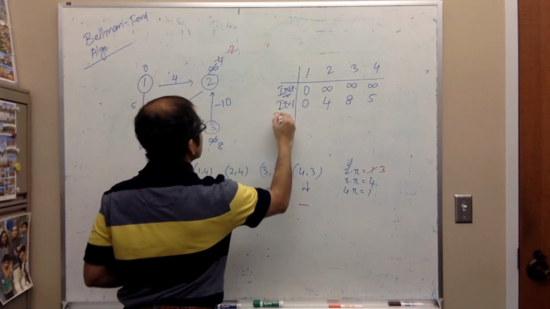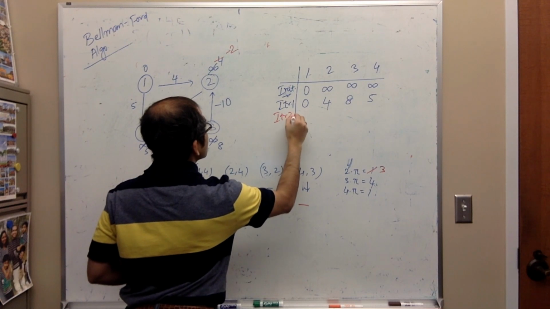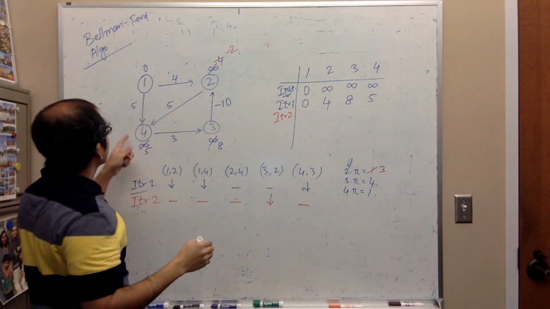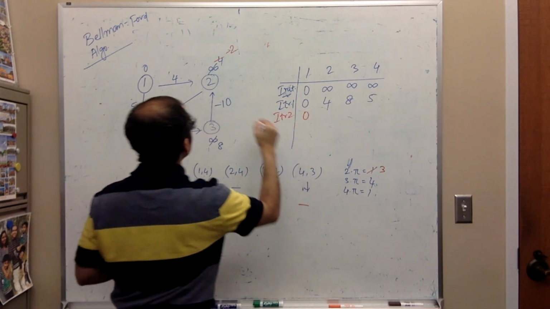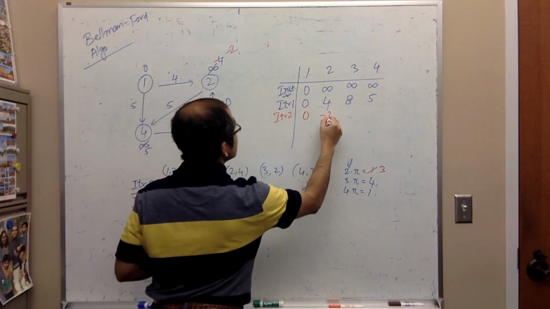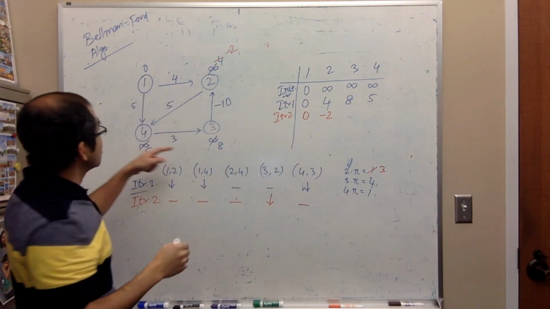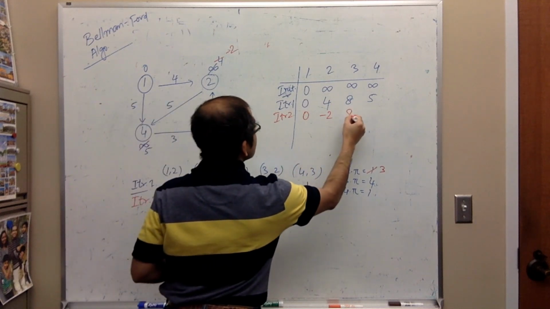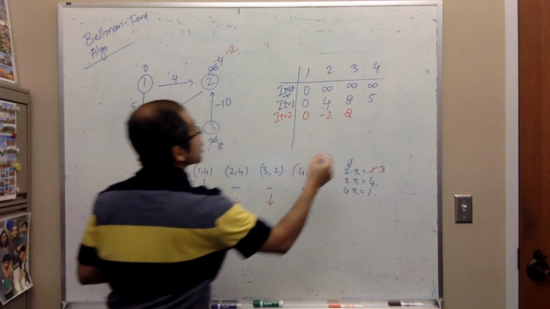So now in iteration 2, what happened? We got 1's distance estimate 0, and 2's distance estimate changed to minus 2. What about 3's distance estimate? It was 8 and still it is 8, and 4's distance estimate is 5.